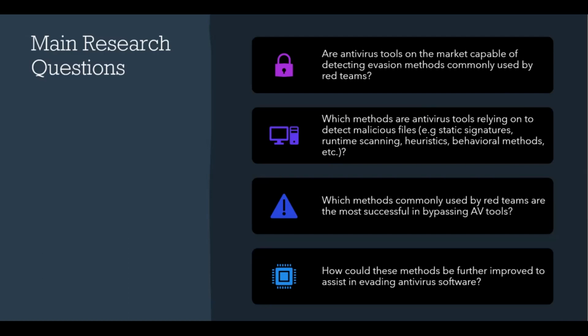antivirus tools. So the main research questions that I had are: are current evasion techniques sufficient in bypassing antivirus tools? Current evasion techniques that are known and used by red teams. And then, which methods are antivirus tools primarily using to detect malicious files? And then, which methods are the most successful in bypassing antivirus tools? And then, how can these methods be improved for future research as well?